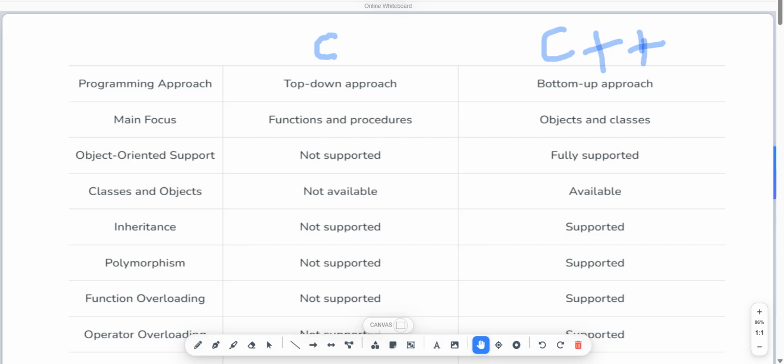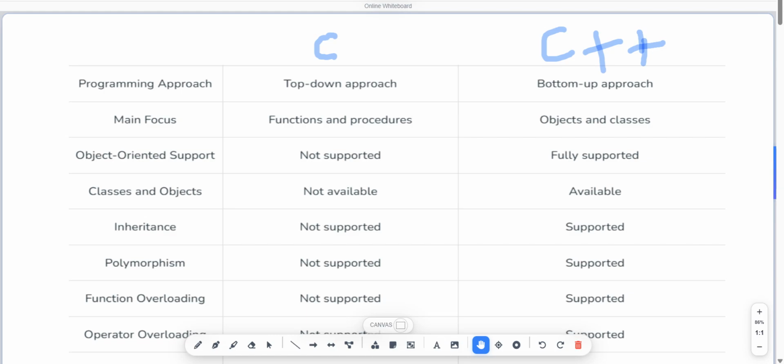Okay, the main focus in C is functions and procedures. There we will use functions and procedures, whereas coming to CPP, objects and classes. What are objects, what are classes, how they are used, we'll discuss in the further videos. As of now, try to memorize this. Otherwise, there is no necessity to memorize, but understand.